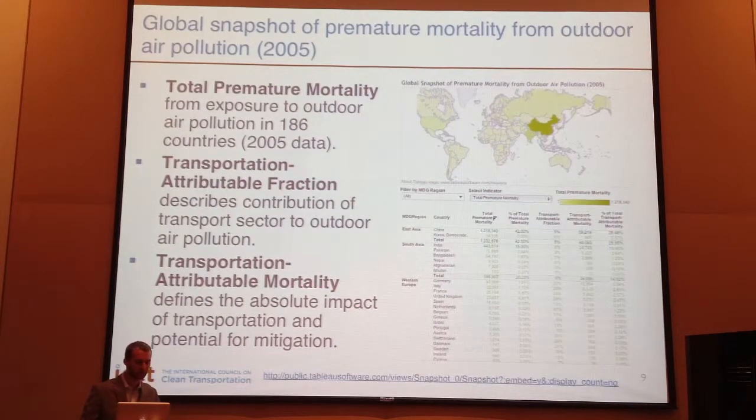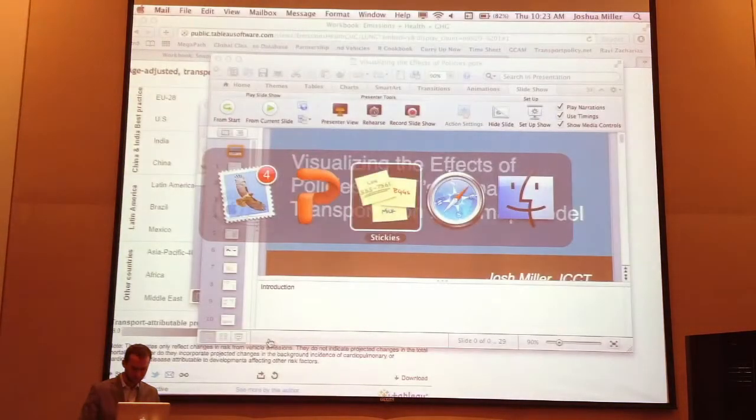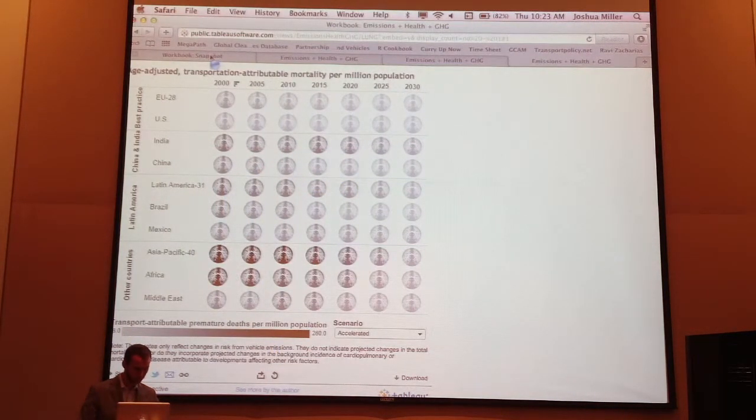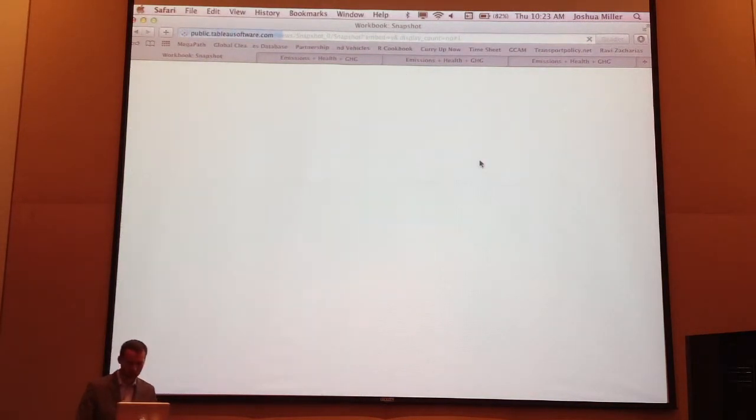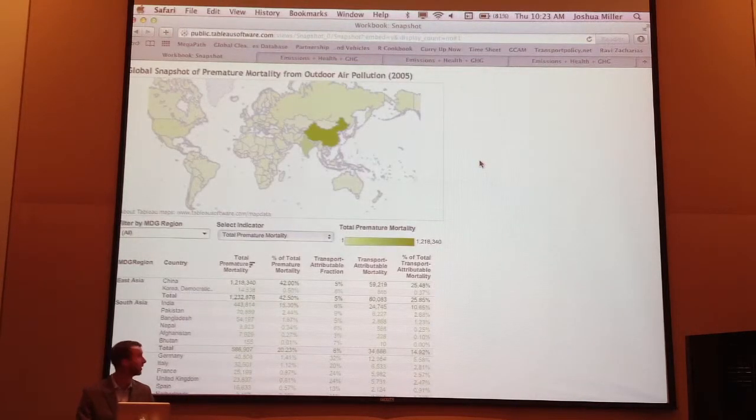The second would be the transportation attributable fraction, which describes the contribution of the transportation sector to the outdoor air pollution problem and related health impacts. And the third is merging those two variables together. Basically, one is an absolute, the second is a percentage, and the third is actually the total number of transportation attributable deaths from outdoor air pollution in 2005. So, let's see if we can get this one to work. These were created using the Tableau software. They're hosted on Tableau Public, but they were created using the paid desktop version.